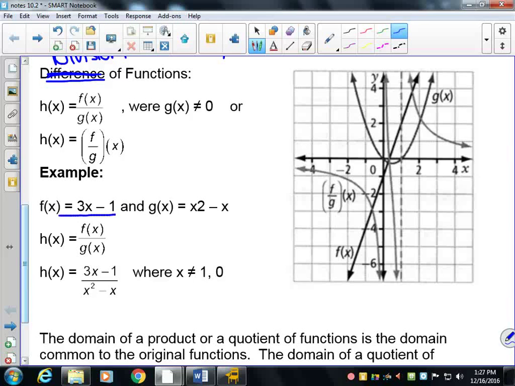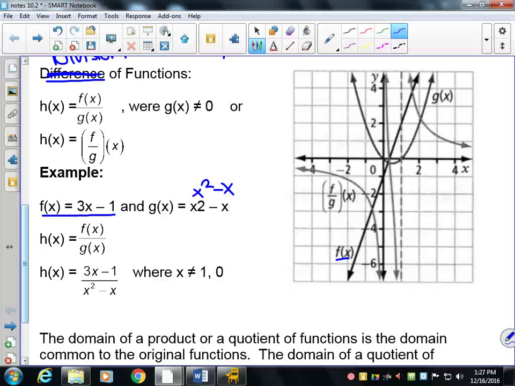This is f of x is equal to 3x minus 1. That is a line, right? So negative 1, up 3 over 1, up 3 over 1 gives us that graph, right? So this is f of x. G of x, does yours say x squared minus x? Okay, x squared minus x, that's a parabola, right? That's this parabola right here, to tell you the truth. And then when you do the division, it gives you 3x minus 1, all divided by x squared minus x.